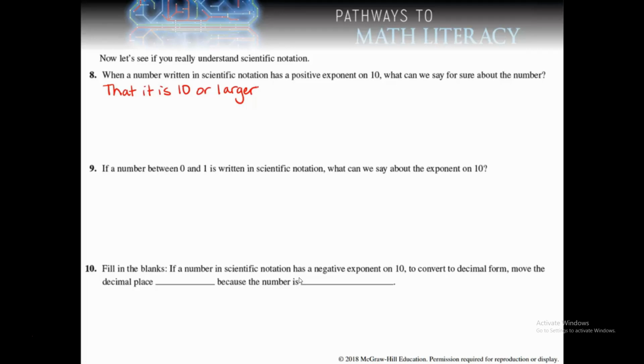In 9, if a number between 0 and 1 is written in scientific notation, so that means we're dealing with a decimal with nothing to the left of the decimal point, what can we say about the exponent on the 10? Well, those are the cases where we're dealing with negative exponents. And then in 10, if a number in scientific notation has a negative exponent on the 10, then, to convert it to decimal form, we would move the decimal place left, because we know that that number is less than 1.